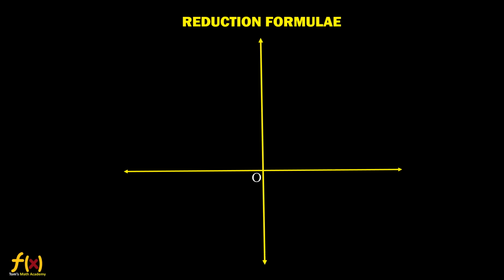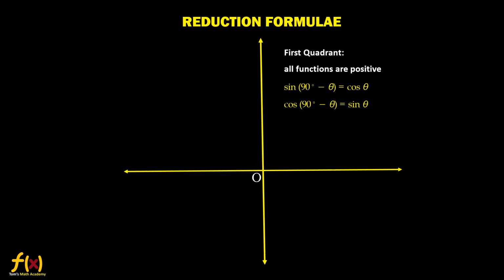Now we come to a very important part, reduction formulae. Let us look at the first quadrant. In the first quadrant, all functions are positive, we know that. But sine of 90 minus theta, what is that? Sine of 90 minus theta.